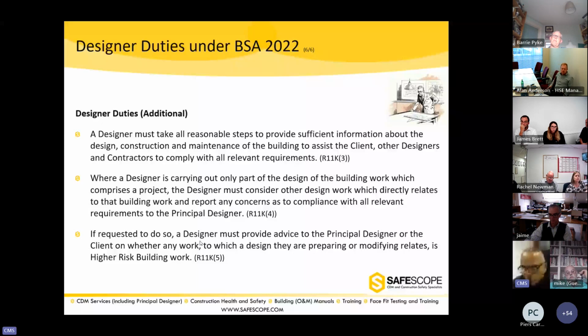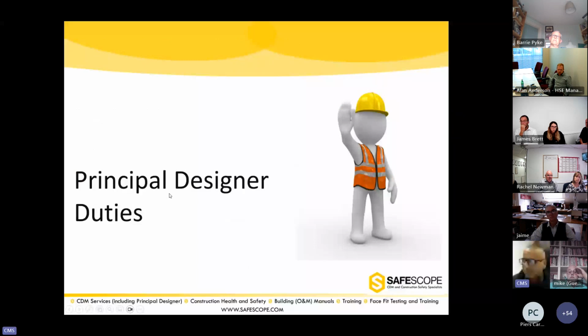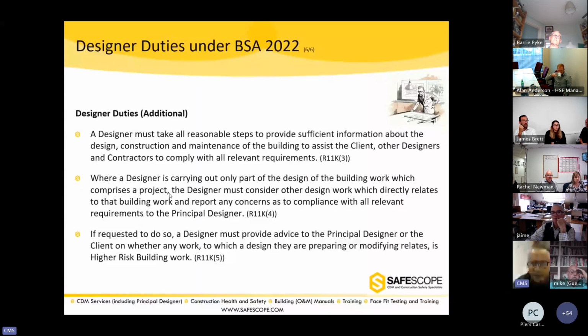Now, if requested to do so, a designer must provide advice to the principal designer and client to the effect that whatever they're doing, whether that is high risk building work or not. That's just a procedural requirement for high risk building work, nothing more. Right, so in terms of designer duties, fairly obvious, but there's some sting in the tail, if you like, among the requirements. Now, moving on to the principal designer duties.